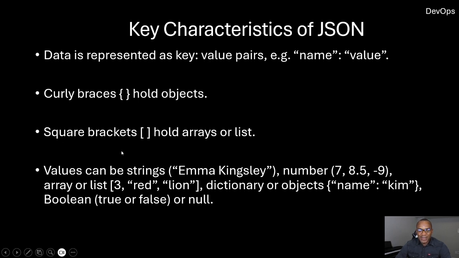And values can be strings, numbers, it can be positive, it can be float, and it can be negative. It can be an array or list. It can be an object having key and value like that. It can be Boolean, and this Boolean will be true or false, and it can be null.